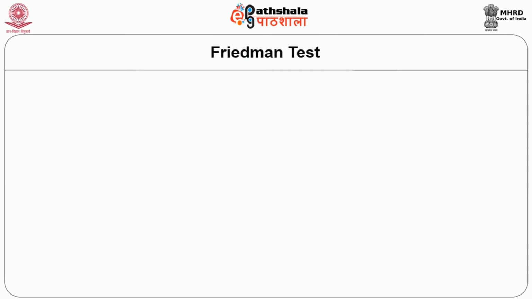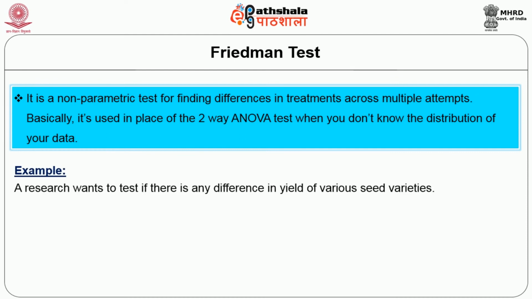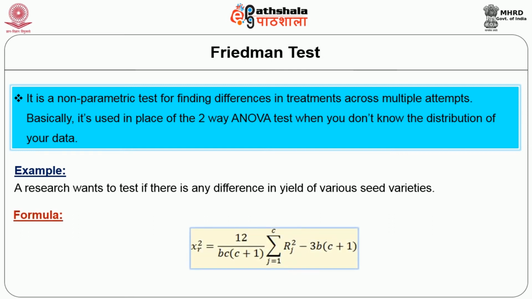The last test for discussion in this module is the Friedman test. Friedman's test is a non-parametric test for finding differences in treatments across multiple attempts. Basically, it is used in place of the two-way ANOVA test when you don't know the distribution of your data. The example is, if a researcher is interested to test if there is any difference in the yield of plants based on various seed varieties, we can use Friedman's test. You can see the formula for Friedman's test here.